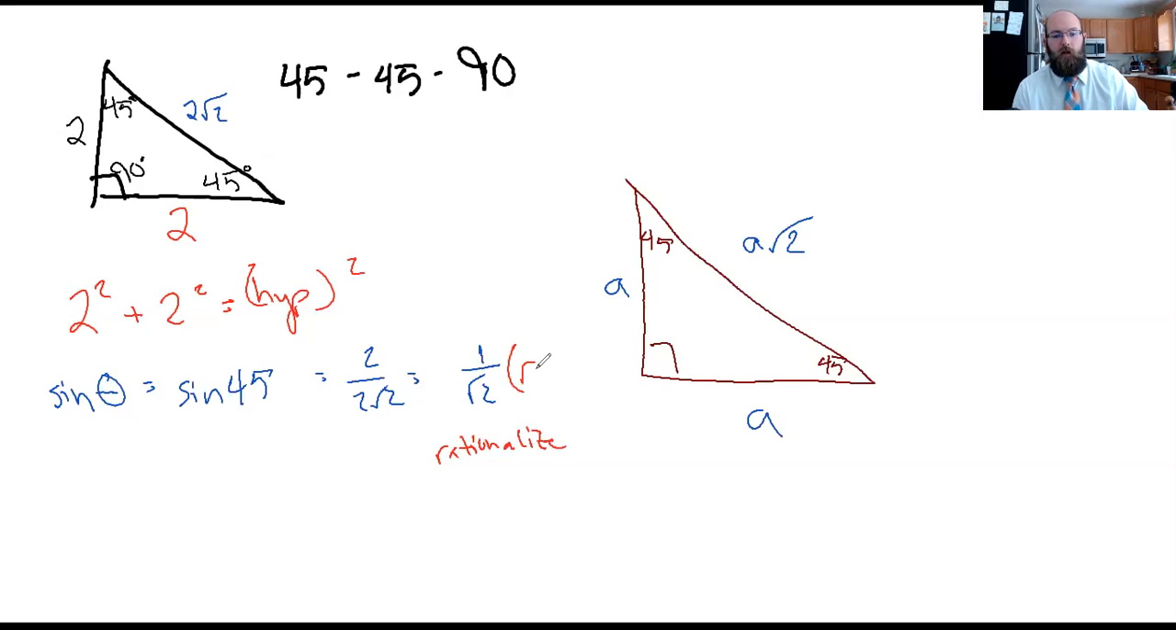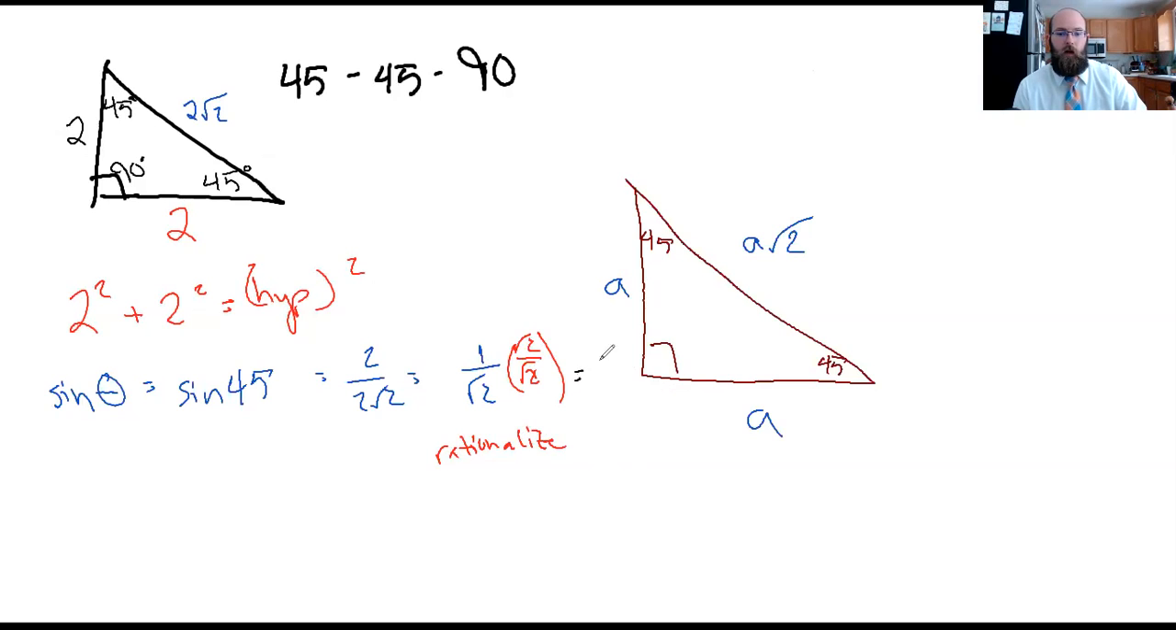So I'm going to multiply by square root of 2 over square root of 2. Remember, square root of 2 divided by square root of 2 is a fancy 1. I'm allowed to multiply by 1 as many times as I would like. This is just a weird looking 1. So now, I'll go to black.